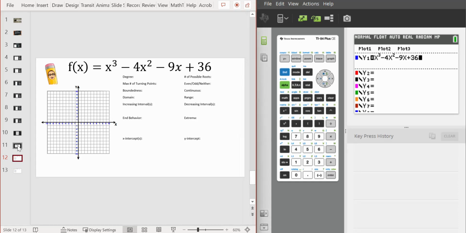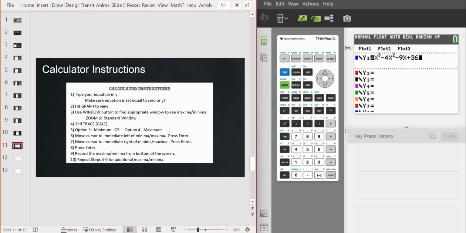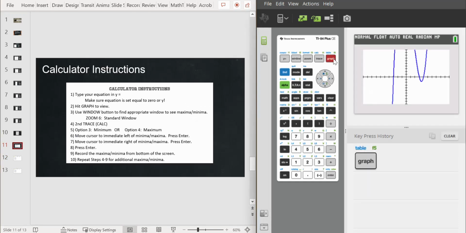Now, I'm going to go back to my instructions. We're going to hit graph. Let's hit graph. Now, notice this graph is really good, but the thing I did notice is I am missing the maximum, right? It's somewhere off up here in the graph. I want to be able to actually see it. So I need to change my window approximations to make it so I can see the maximum and the minimum. Right now, I can see the minimum.